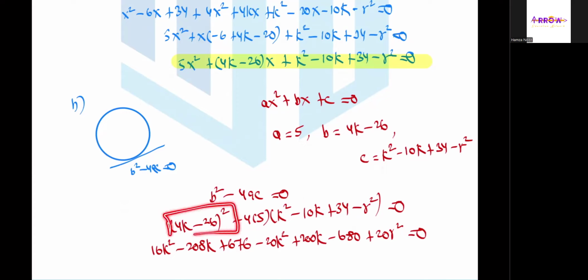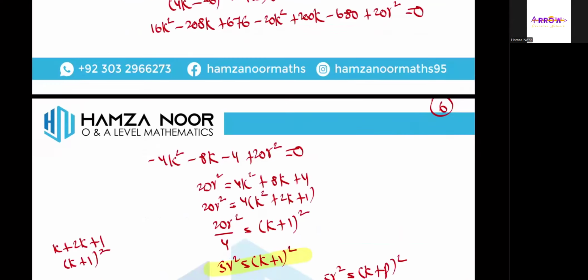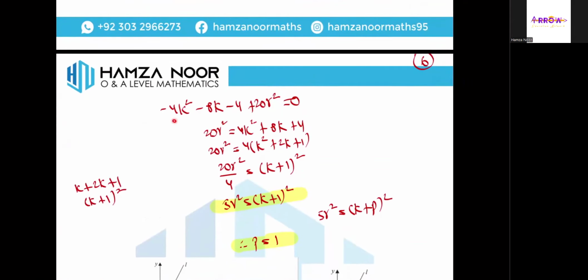So (4k minus 26) whole square minus 4 times 5 times this complete expression, k square minus 10k plus 34 minus r square. All right, so in the very next step, I did the expansion over here. Okay, and I did the expansion over here as well. All right, and then I simplified the terms. So I got this equation over here, minus 4k square minus 8k minus 4 plus 20r square is equal to 0.